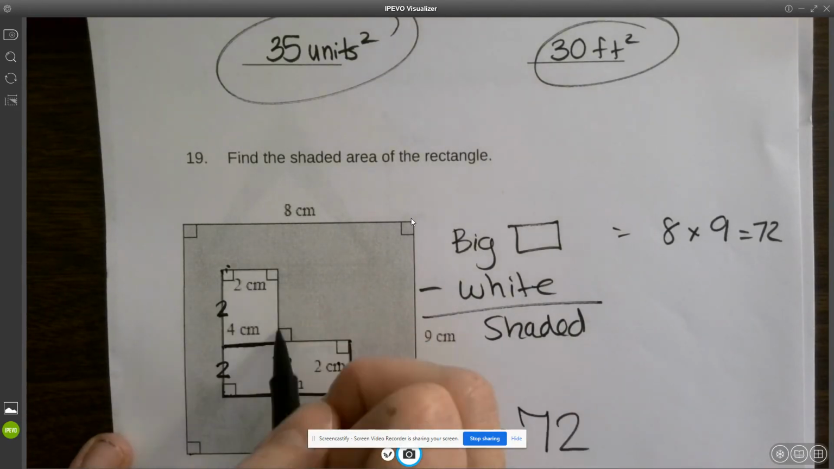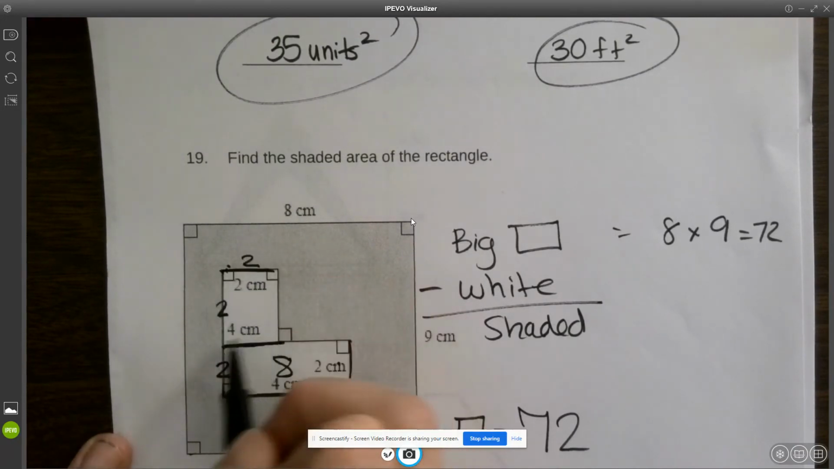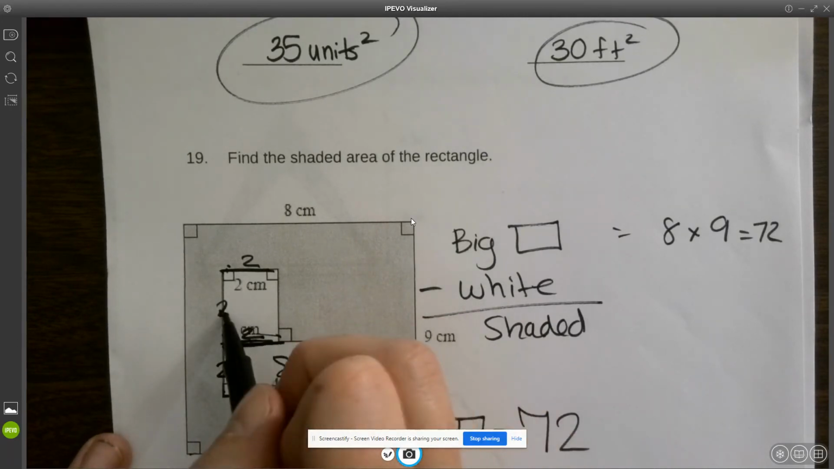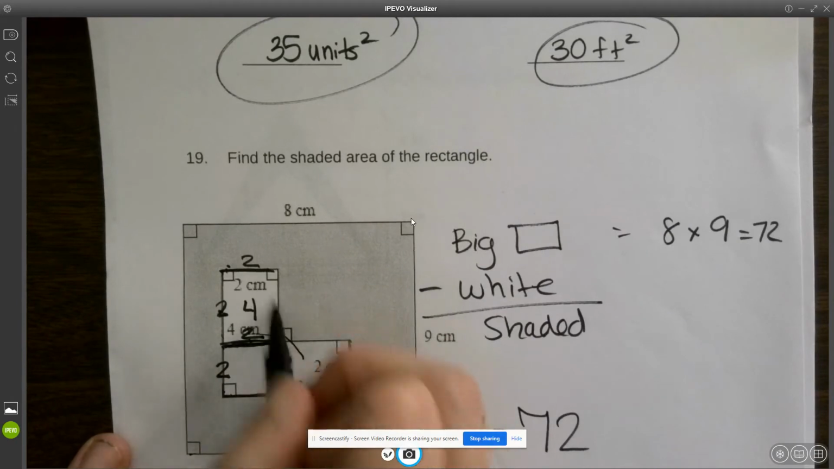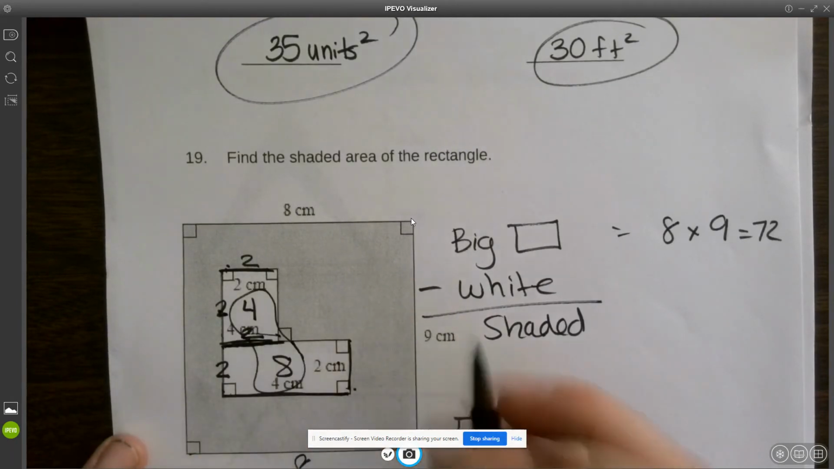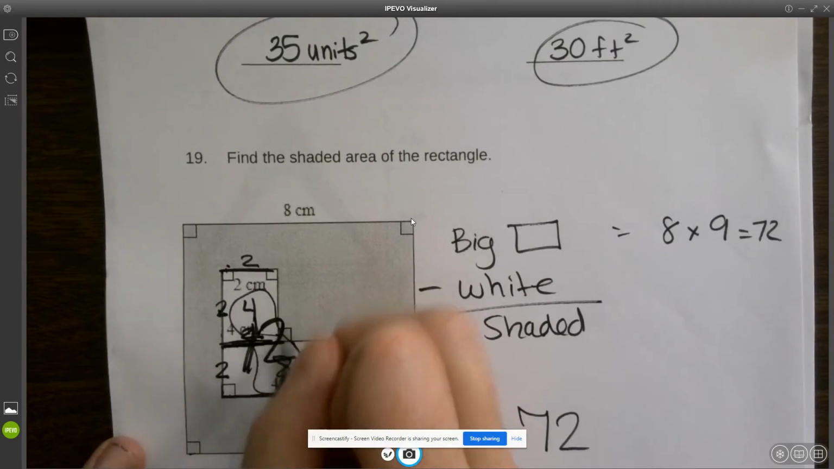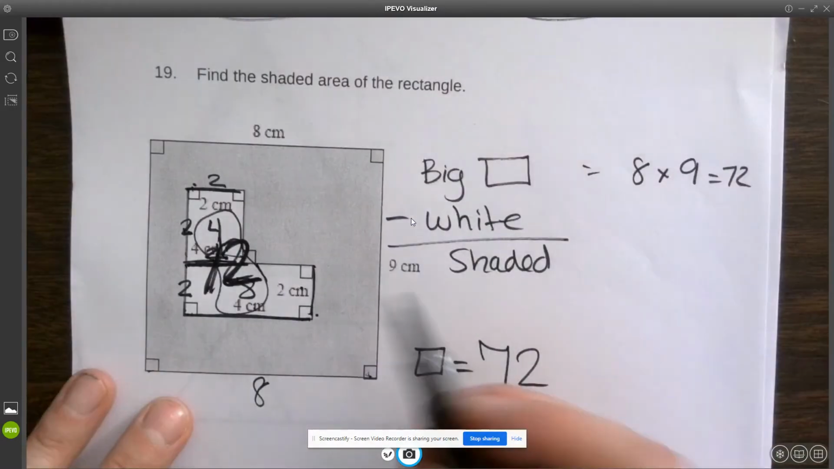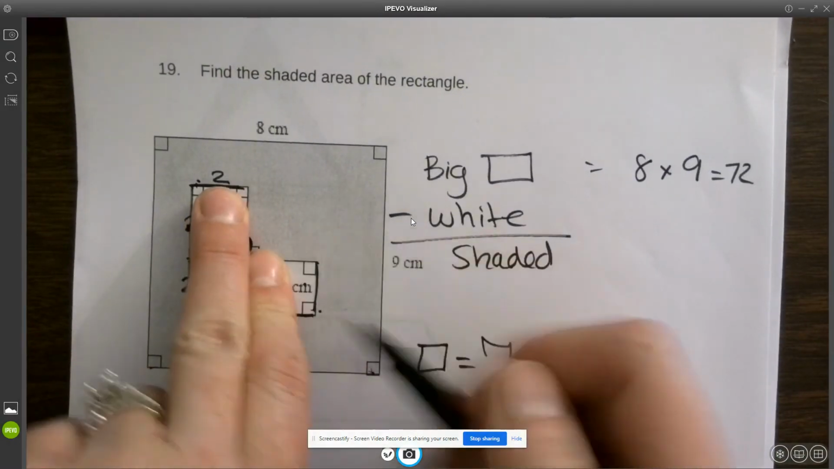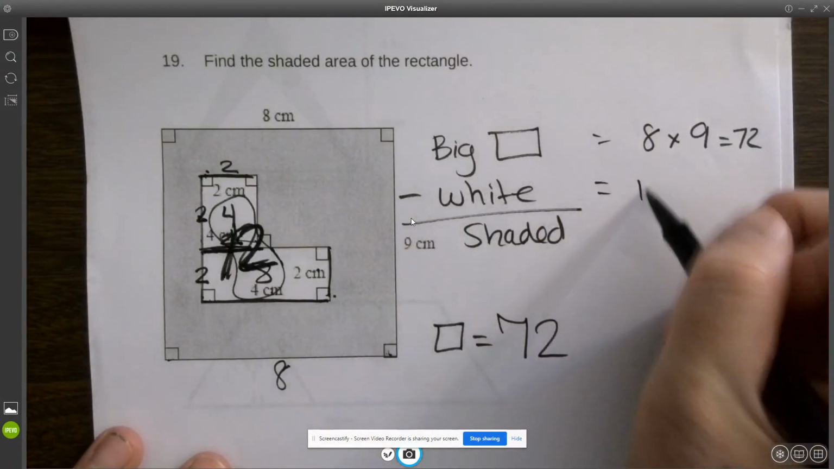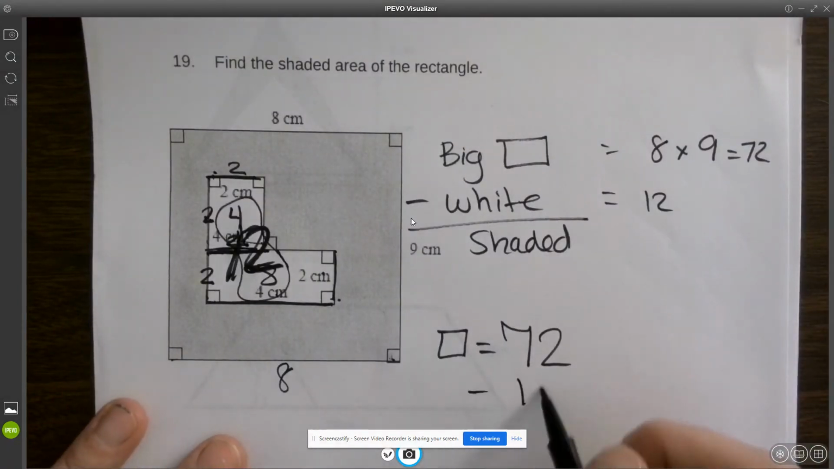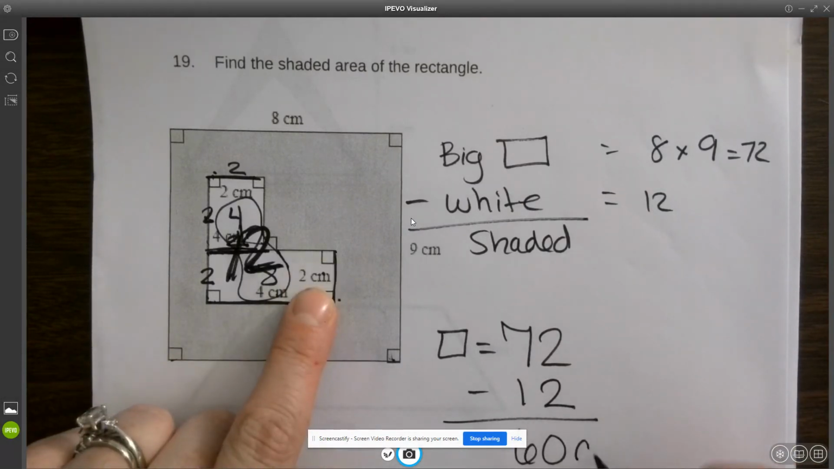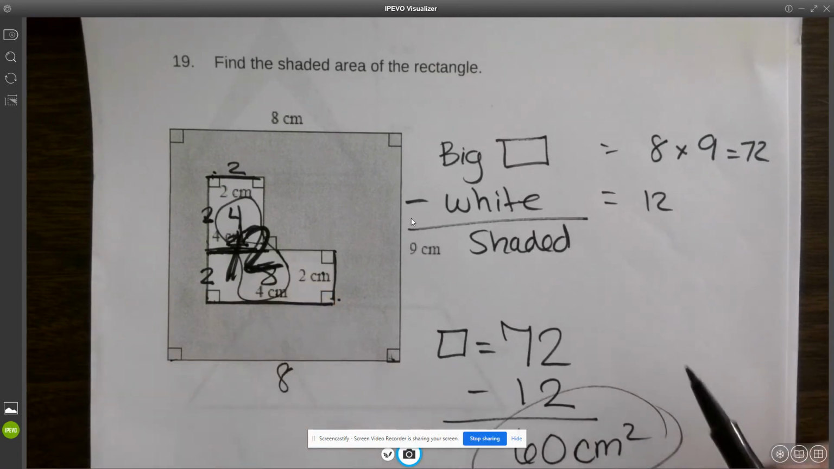Now let's find this one right here. If the base from here to here is 2, that means from here to here is 2, and the height is 2. This one's 2 times 2, base times height. So this one is 4. Add these two together. What's 4 plus 8? That's 12. So these two together equal 12. We need to subtract this from this whole big box. That's the white, so we're taking all this out so that we only have the shaded part left. So the white equaled 12, so we're going to subtract 12. And we get 60, and it was centimeters. So it's centimeters squared. That's the shaded area.